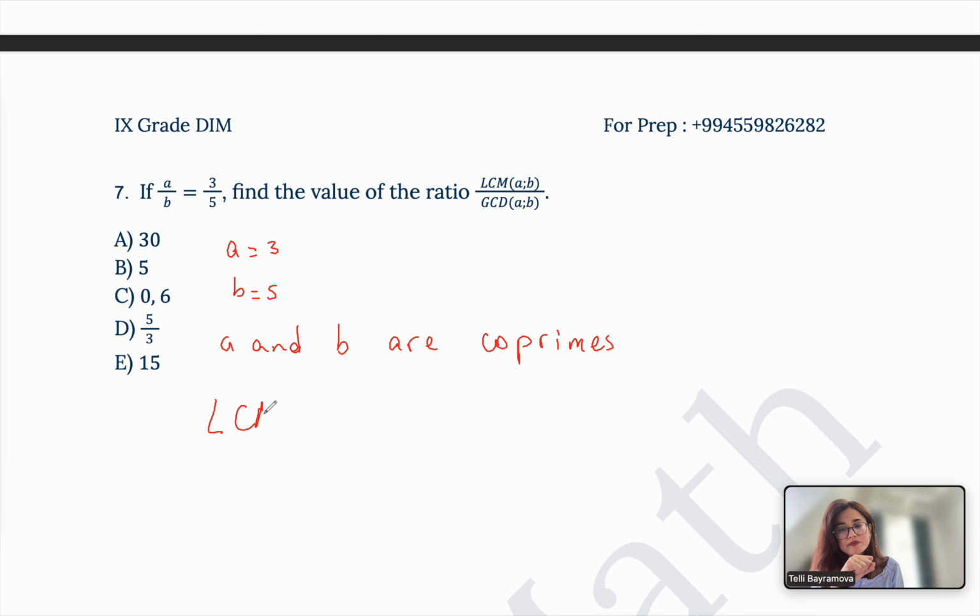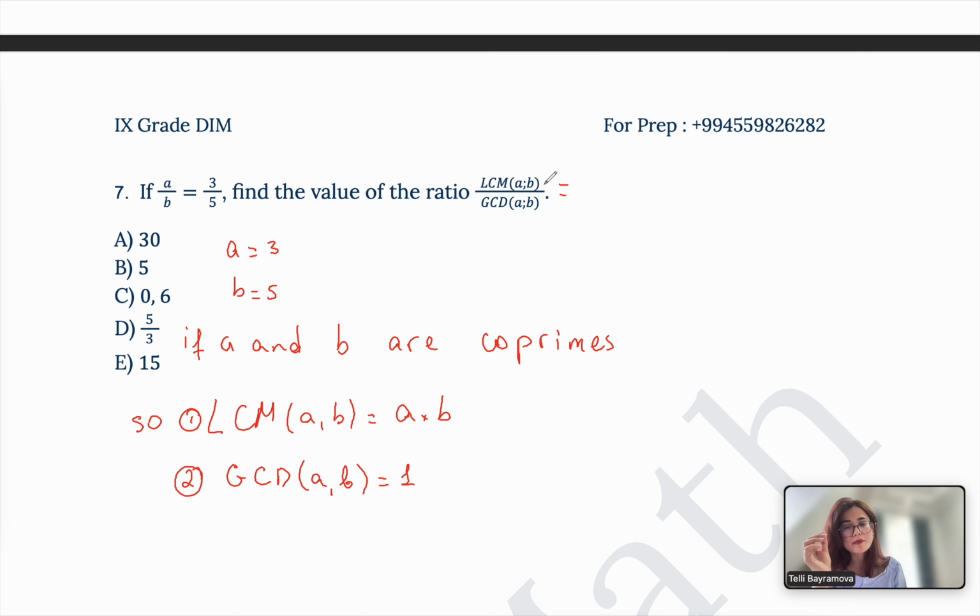So LCM, let's write, if A and B are co-primes, then LCM(A, B) is always equal to A times B. Okay, GCD(A, B), what we said, their common shareable factor is 1. GCD(A, B) is 1. Let's write then LCM(A, B) over GCD(A, B), what is it? LCM(3, 5) over GCD(3, 5). 3 and 5 are co-primes. Then 3 times 5 will be the LCM. GCD will be 1, which is going to be 15.